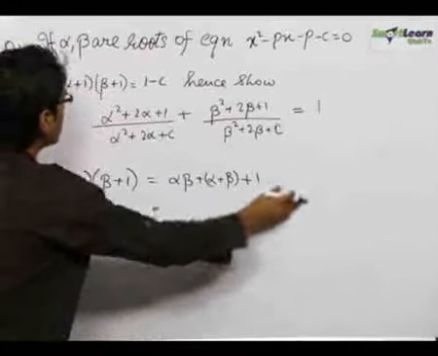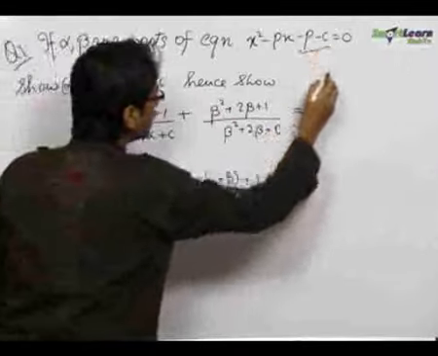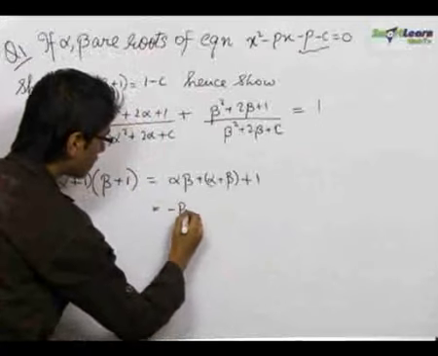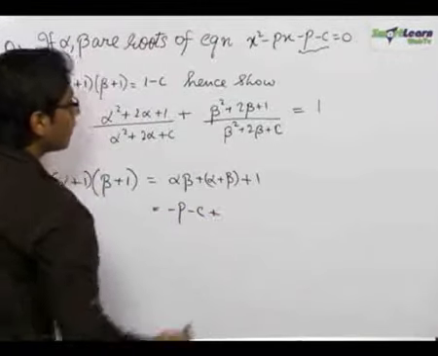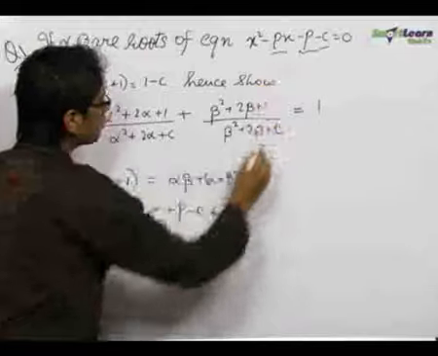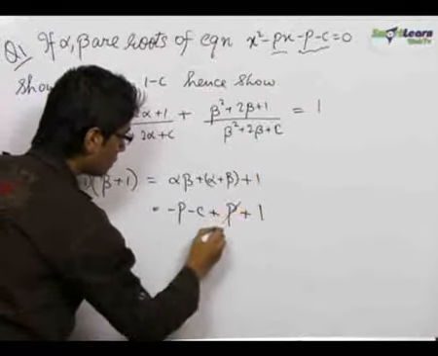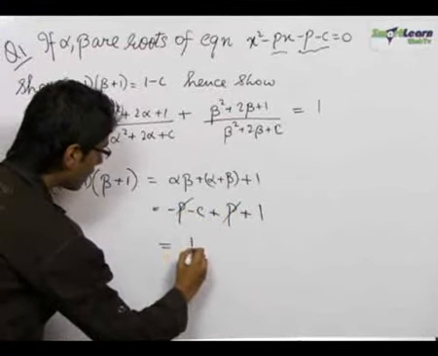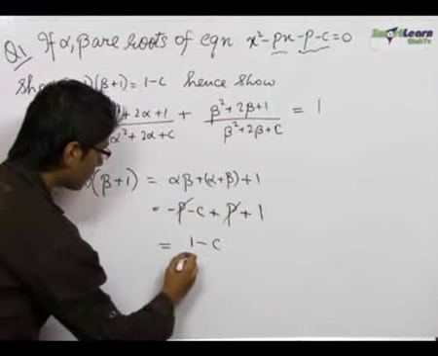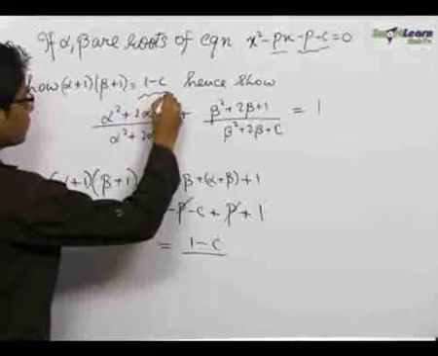Now we know that alpha beta equals product of the roots, which is equal to minus p minus c. Alpha plus beta is equal to sum of the roots, which is equal to plus p, and plus 1. So this p and p gets cancelled out, and hence we get the value of (alpha plus 1)(beta plus 1) as 1 minus c, which we needed to prove.